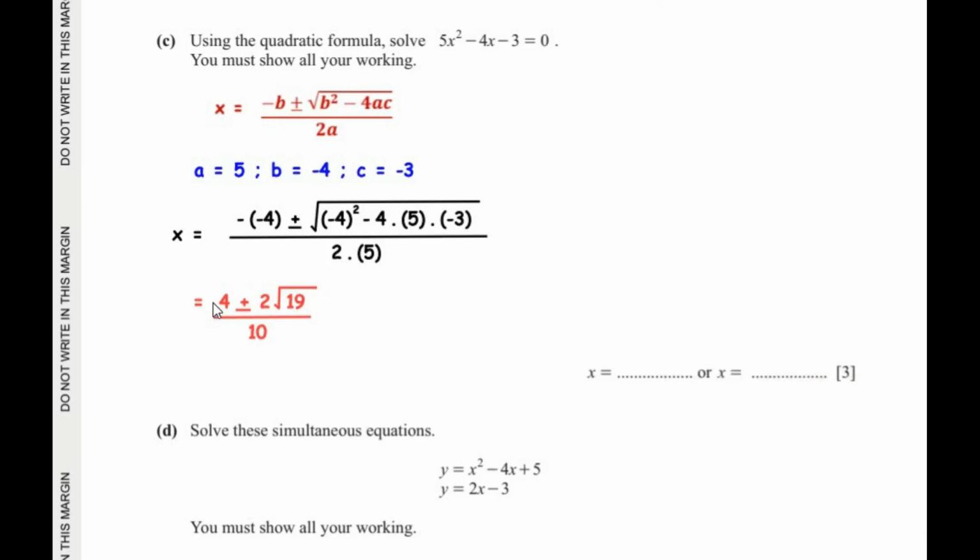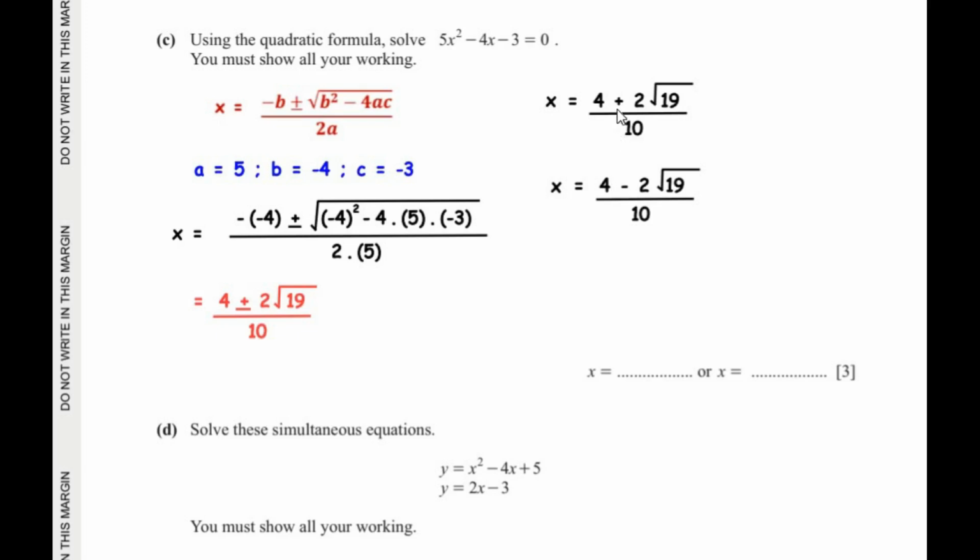Now here x gives us two values. The first value is 4 plus 2 root 19 over 10 and the second value is 4 minus 2 root 19 over 10. So the values we have written over here.